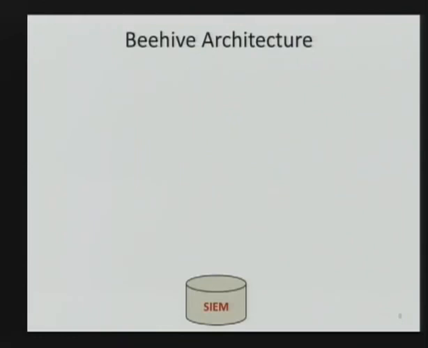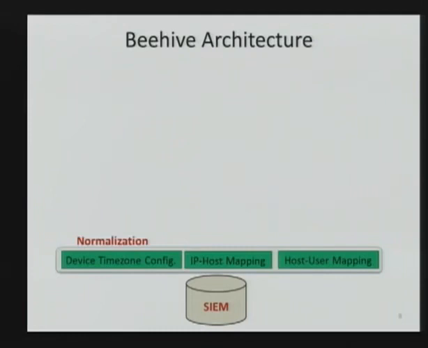So I'm just going to give you an overview of our system, which we call Beehive. Given log data from various sources, Beehive has a normalization layer that removes some of the inconsistencies in the logs. So we standardize all of the log timestamps into UTC, create a mapping of dynamic IP addresses to host names over time, and also identify the user that is primarily associated with a particular host.